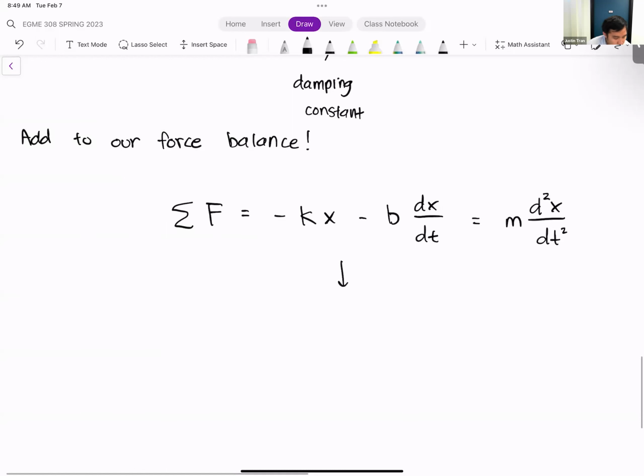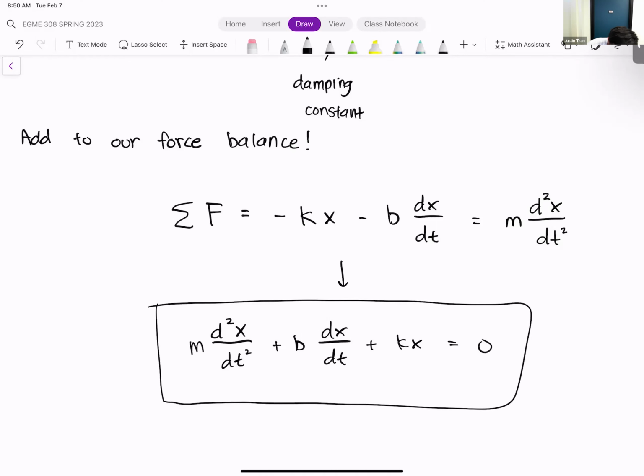All right, so let's move some stuff around so that we get everything on the same side of the equation. If we move some things around, we get m d squared x dt squared plus b dx dt plus kx equals zero. And this right here is our governing differential equation for the damped mass spring damper system.